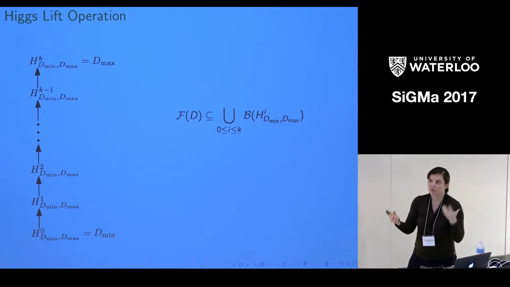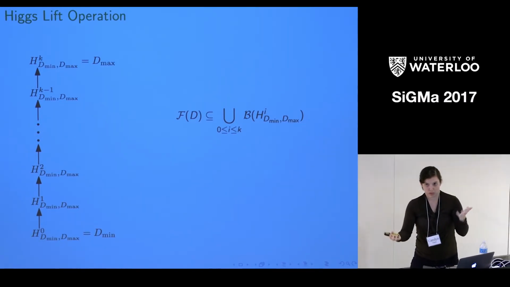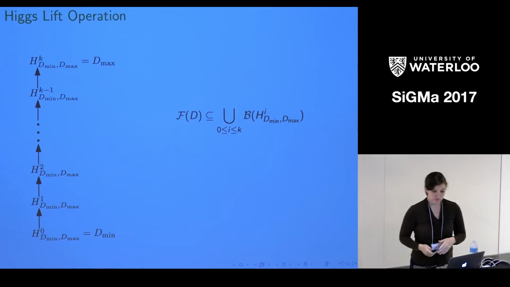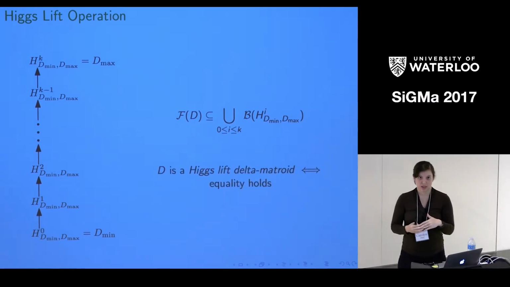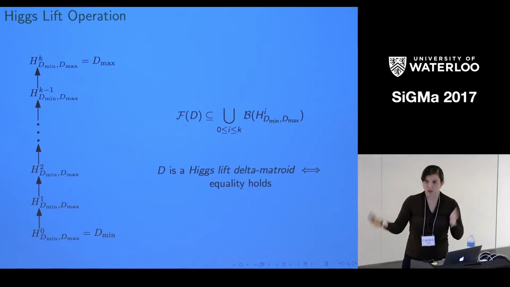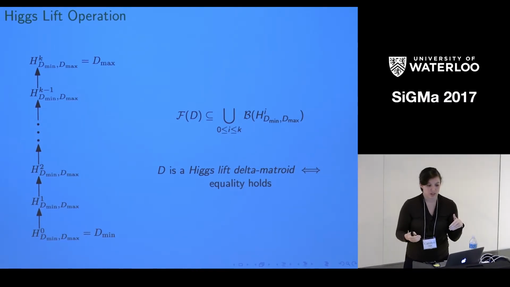We like to think about graphs as sitting inside of complete graphs. We like to think about representable matroids as sitting inside of projective geometries. Well, every delta-matroid sits inside of this set of Higgs lifts. And we say that my delta-matroid is a Higgs lift delta-matroid exactly when equality holds. So if you have all of these sets that you could possibly have being feasible sets in your delta-matroid, then you have a Higgs lift delta-matroid.